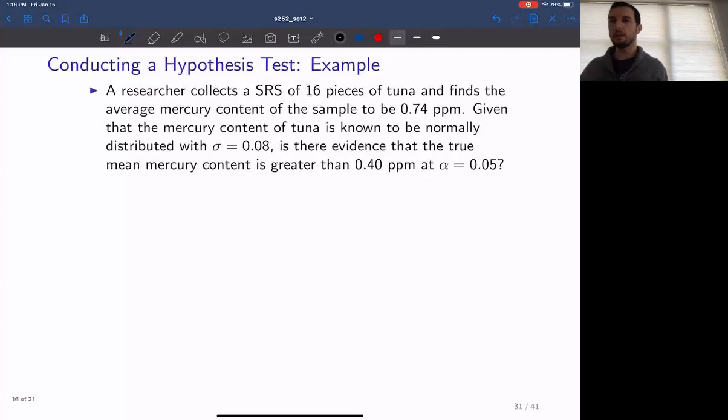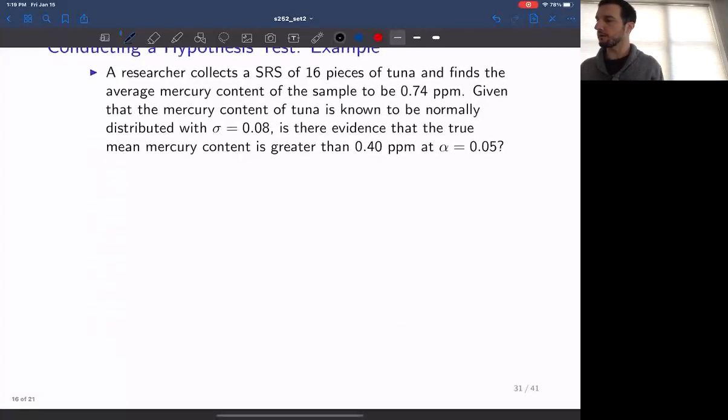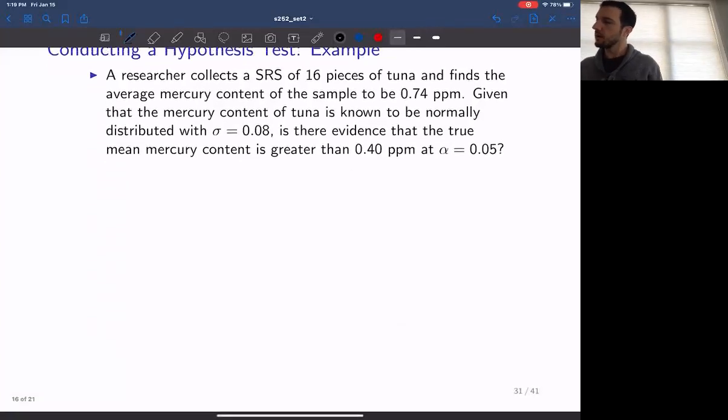All right, so let's look at an example of how we would work through a hypothesis test. So we have here, a researcher collects a simple random sample of 16 pieces of tuna and finds that the average mercury content of the sample is 0.74 parts per million. Given that the mercury content of tuna is known to be normally distributed with a standard deviation of 0.08 parts per million, is there evidence that the true mean mercury content is greater than 0.4 parts per million at alpha equals 0.05? Okay, so there's quite a bit of stuff to unpack here.